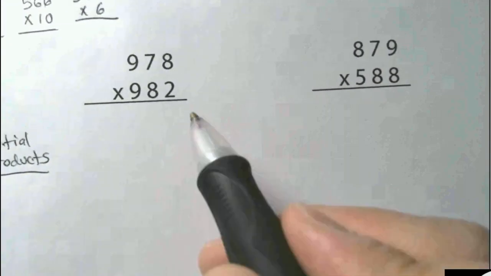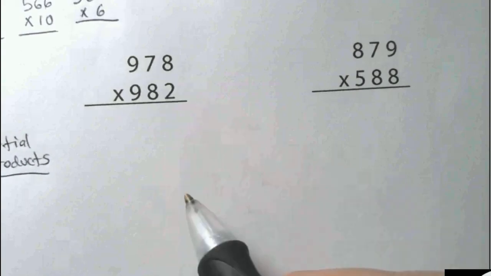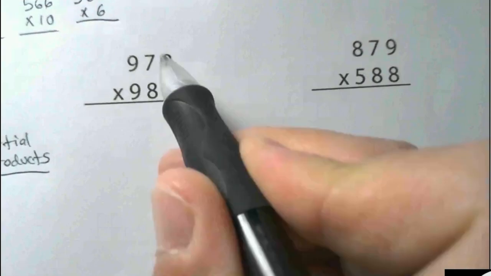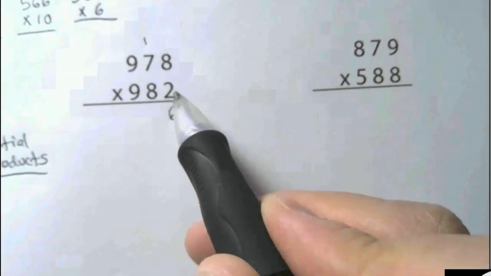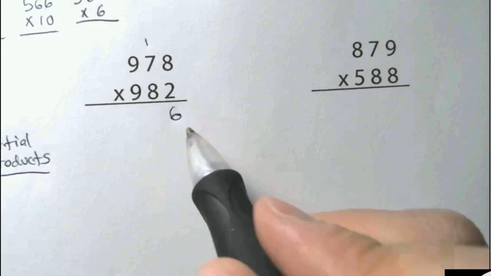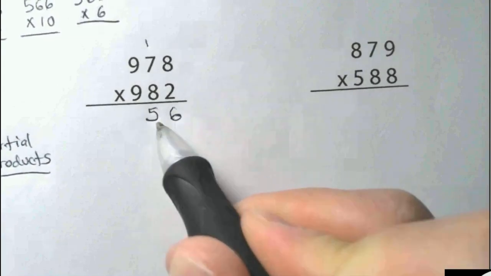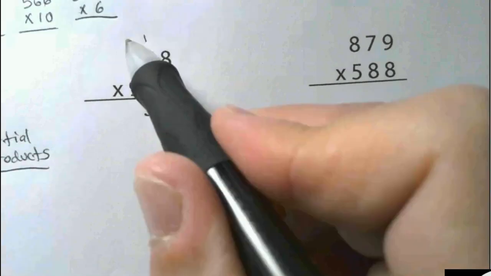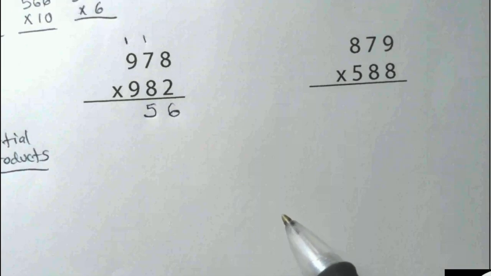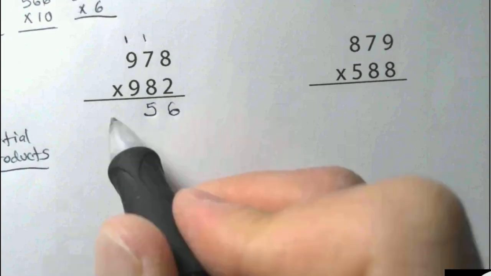First, I multiplied 2 times 8, which gave me 15. So I carried the 1. And then I multiplied 2 times 7, which is 14, plus 1 is 15. So I carried the 1 again. And then I multiplied 2 times 9, which is 18. And then I added the 1, which is 19.